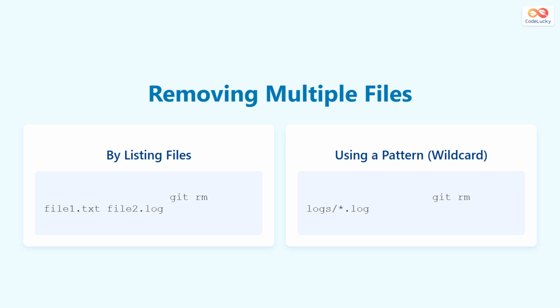You can also remove multiple files at the same time. You can either list each file you want to remove one by one after the git rm command, or if you want to remove a group of files, you can use a pattern. For example, git rm logs/*.log will remove all files inside the logs folder that end with the .log extension.